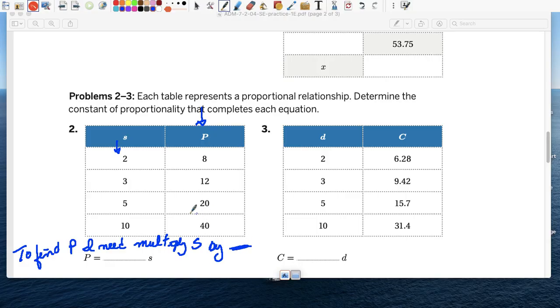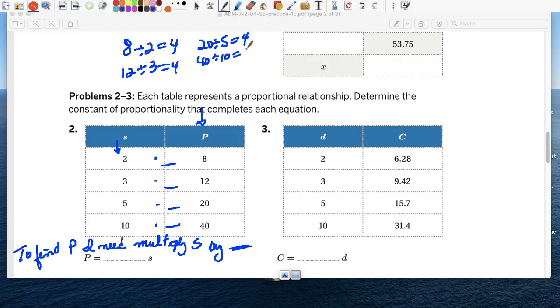So 2 times what is 8? Well, that makes it easier because it's a nice, easy number. But how would you find this? To find that constant of proportionality, you need to divide 8 by 2. So if I divide 8 by 2, I get 4. If I divide 12 by 3, I get 4. If I divide 20 by 5, I get 4. If I divide 40 by 10, I get 4. So our constant of proportionality is 4.